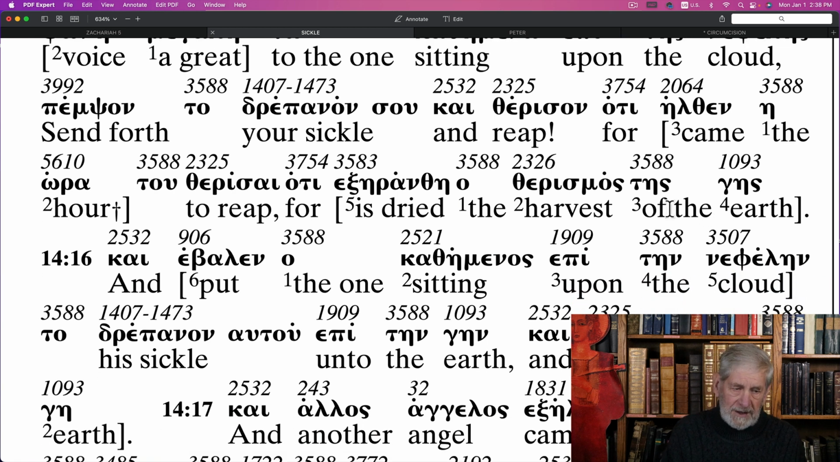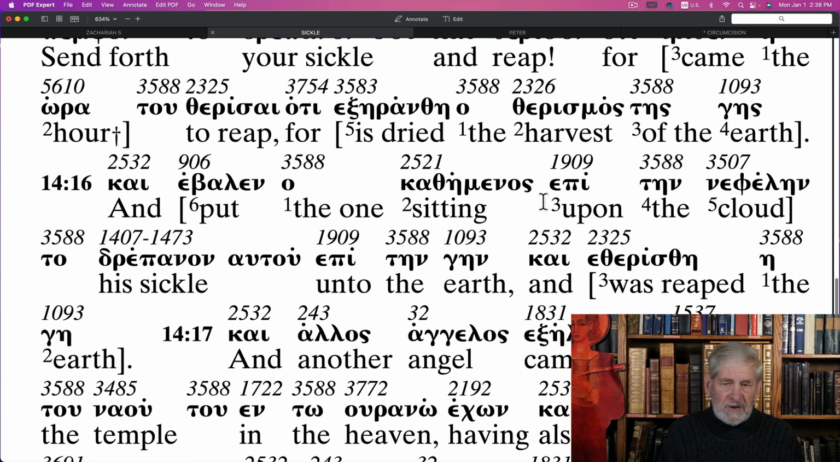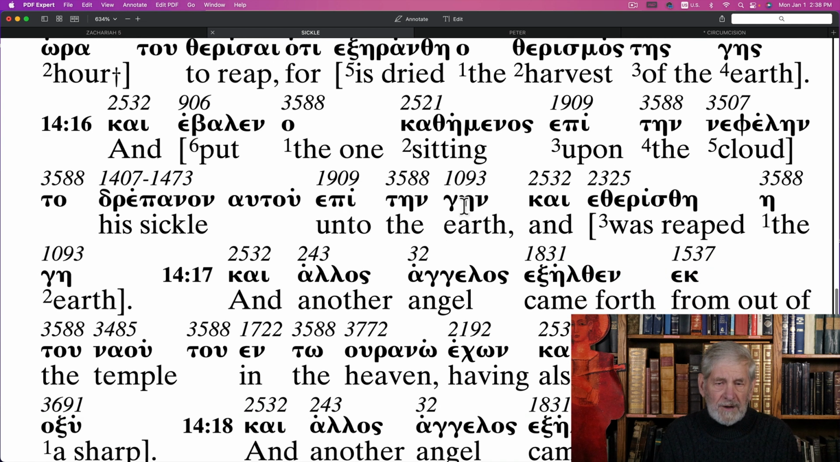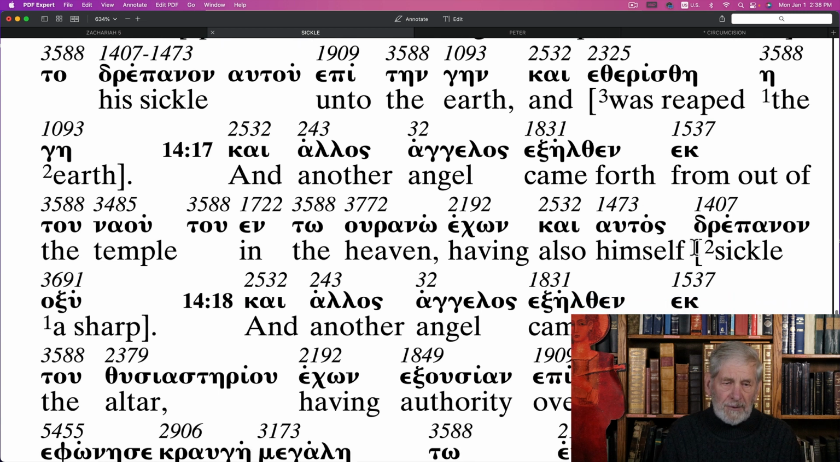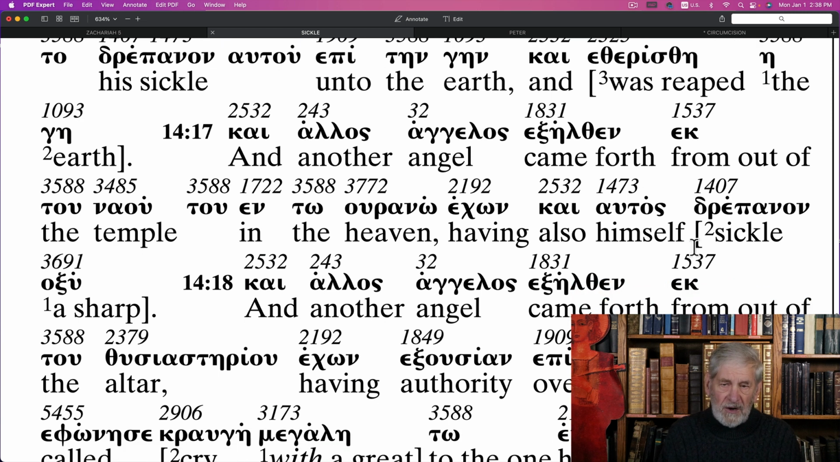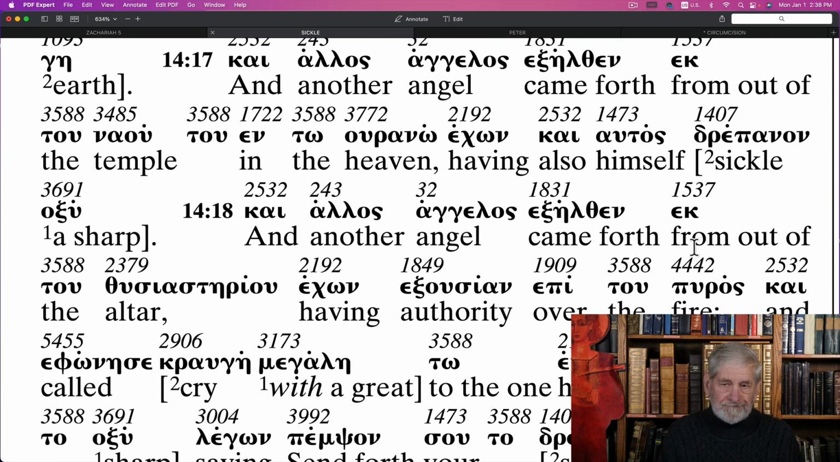So this is what I believe Zechariah is talking about. "And the one sitting upon the cloud put his sickle into the earth, and the earth was reaped." So this is the reaping of the earth that Jesus is doing. "And another angel came forth from out of the temple in the heaven, himself also having a sharp sickle."